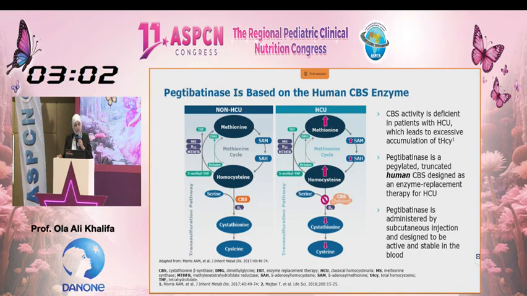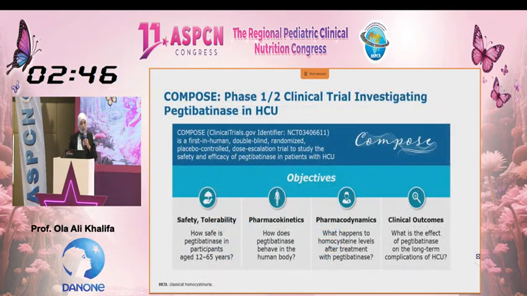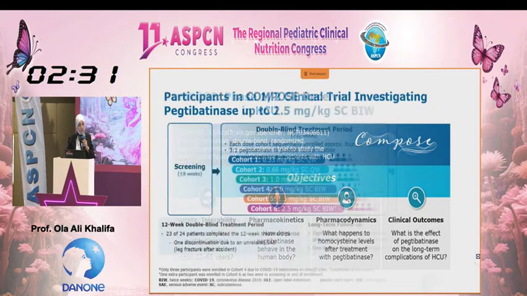What is bictebatinase? It is a truncated human CBS designed as the enzyme replacement therapy for homocystinuria. It is administered by subcutaneous injection and designed to be active and stable in the blood. They started phase 1 to 2 clinical trials addressing safety, tolerability, efficacy, and pharmacokinetics. It is a first-in-human, double-blind, randomized, placebo-controlled dose escalation study to study the safety and efficacy of bictebatinase in patients with homocystinuria.